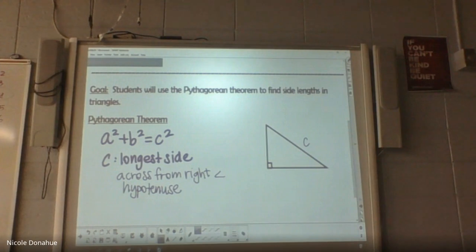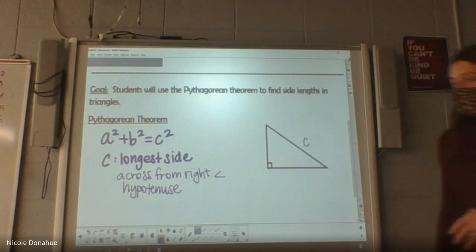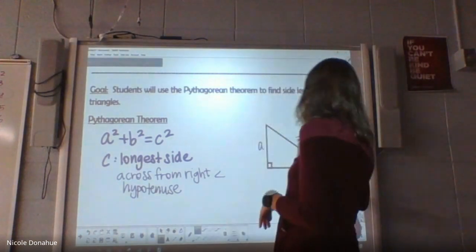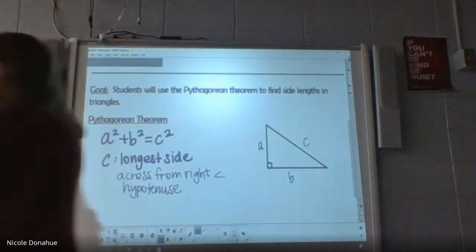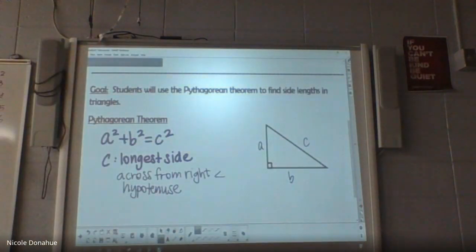So where we put C, it has to be across from the right angle. A and B don't really matter. They're kind of interchangeable. It doesn't really matter which one it is. But C has to be in that spot across from that right angle.